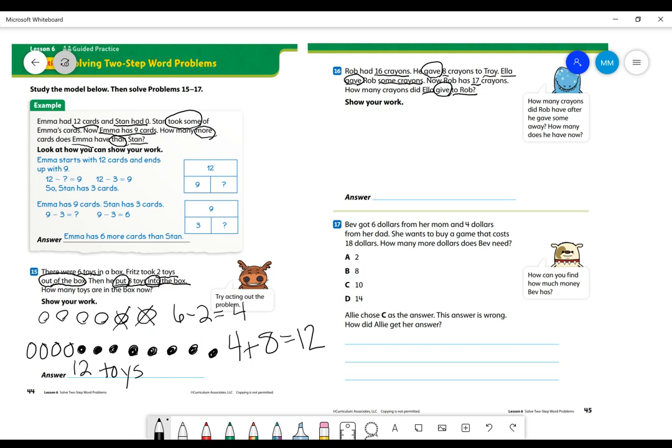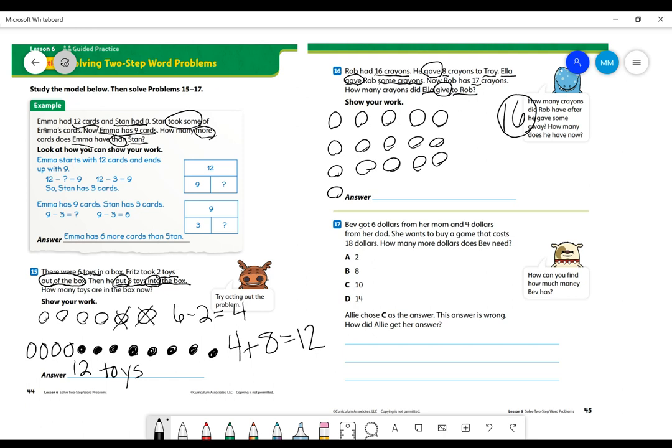Ooh. All right, so here's what I'm going to do. I am going to draw a picture as I read this word problem for a second time. Are you ready to do it with me? All right, here we go. So Rob had 16 crayons. I'm going to draw 16 crayons. 1, 2, 3, 4, 5, 6, 7, 8, 9, 10, 11, 12, 13, 14, 15, 16. I can also make a number bond. So I had 16 crayons to start with.